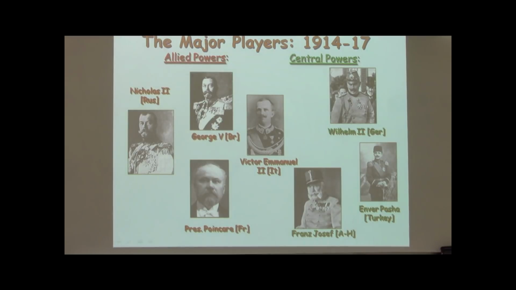The major players were Nicholas II of Russia, George V of Great Britain, Victor Emmanuel of Italy, and Poincaré of France. On the Central Powers side, you have Wilhelm II, you have Pasha of Turkey, which is also part of the Ottoman Empire, and Franz Joseph, the Austrian-Hungarian emperor.